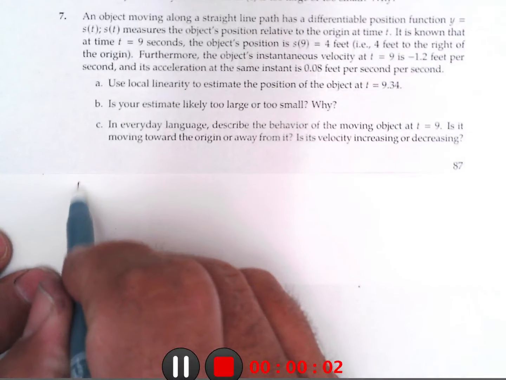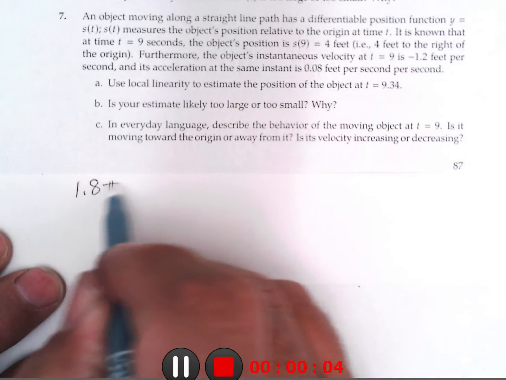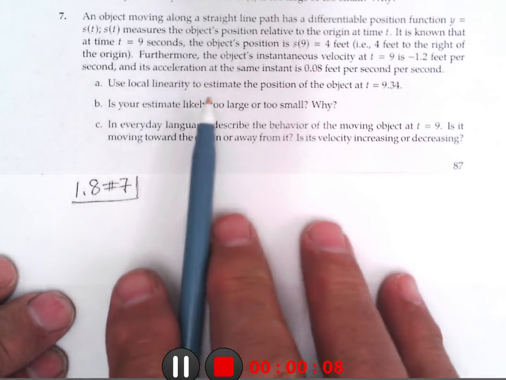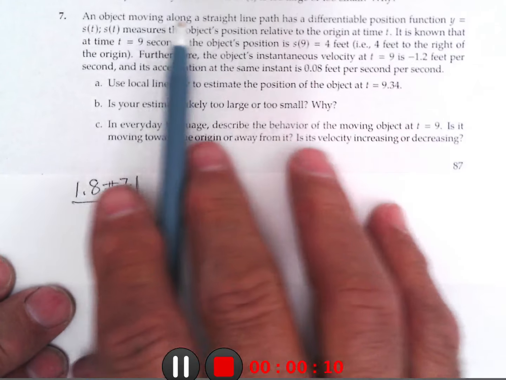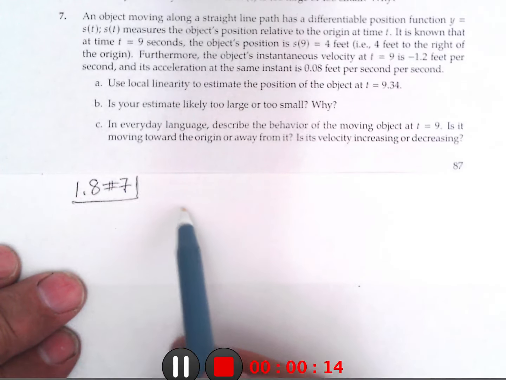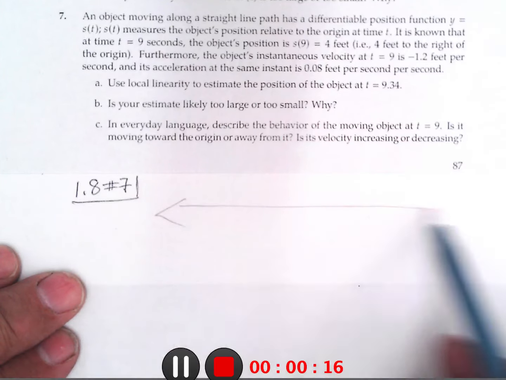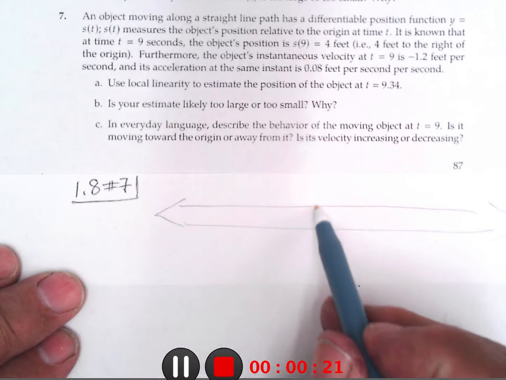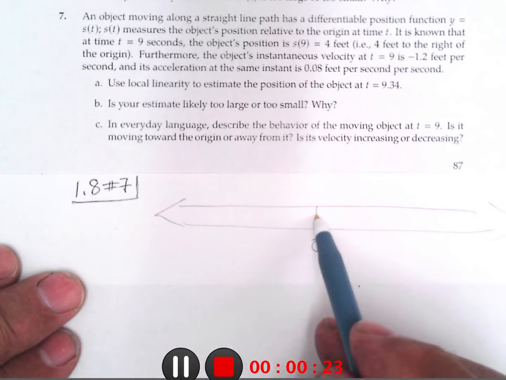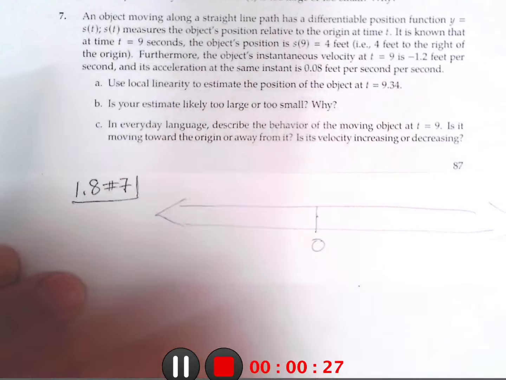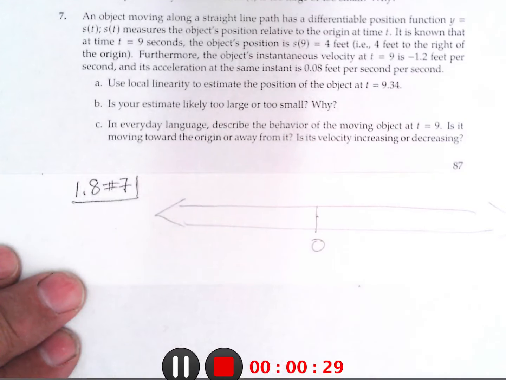Section 1.8, number 7. Several people had some issues with number 7. They didn't like this one very well. So there's a straight line path. I'm just going to kind of draw it as a road that goes on, and there's some place where it's 0, and we have an object moving along this path. I'm just going to make it a little car.